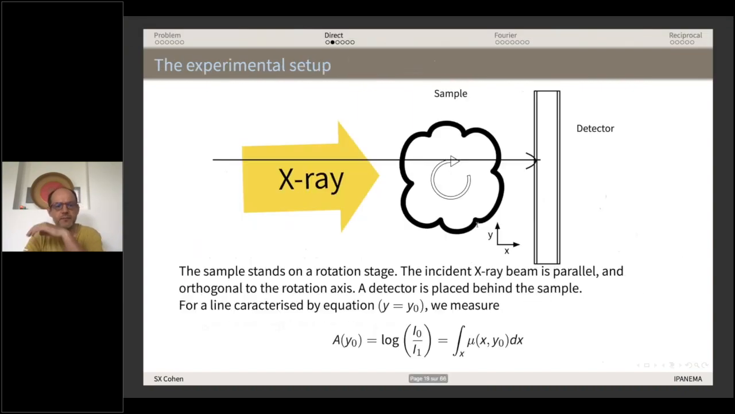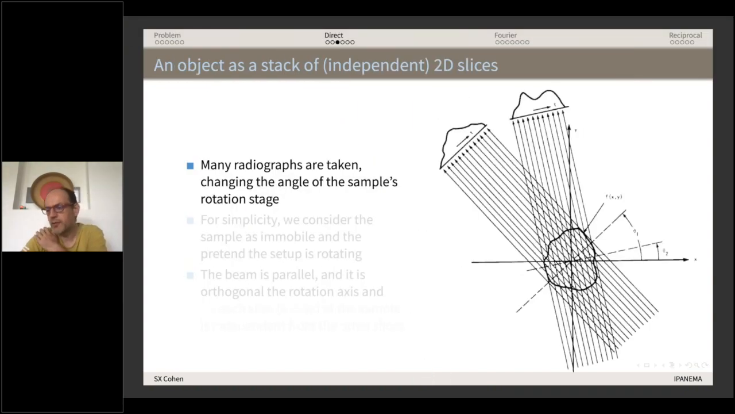Okay. So what I was telling you is that I'm not doing a single radiograph. I'm making many radiographs. You have two ways to see that. One way is the synchrotron way, where you make the sample turn around. The reason why we make the sample turn around on the synchrotron is that you cannot make the synchrotron turn around.